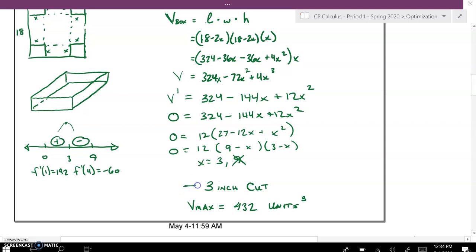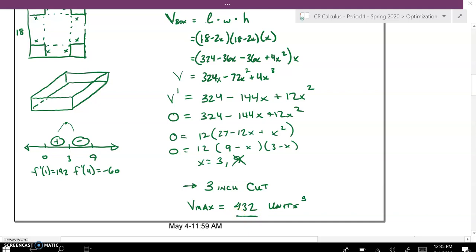Okay, so that's what I put here. You have a 3-inch cut that you are taking out of the box. Okay, and then what kind of volume will that give you? What's my max volume now that I know that it's 3 inches that I need to take out from either side? I plug that 3 back into my volume equation. You can plug it into this version of it or this version, it doesn't matter. You plug that x value in there. When you plug it in, you end up with a maximum volume of 432 units cubed.